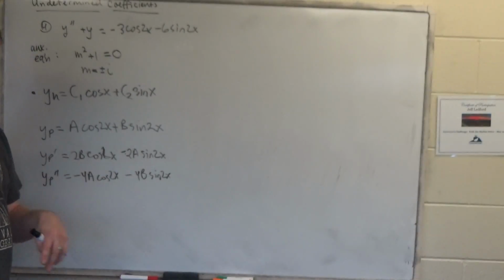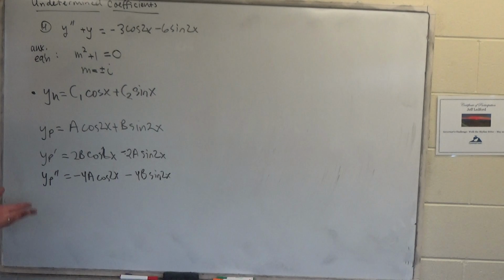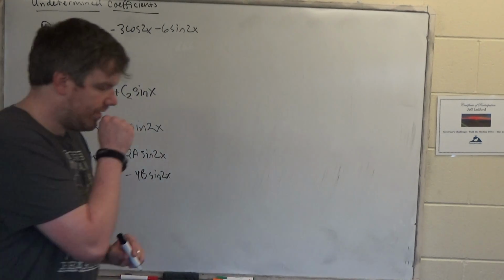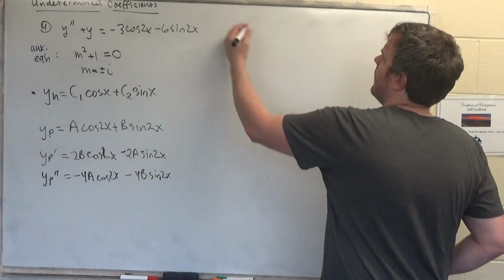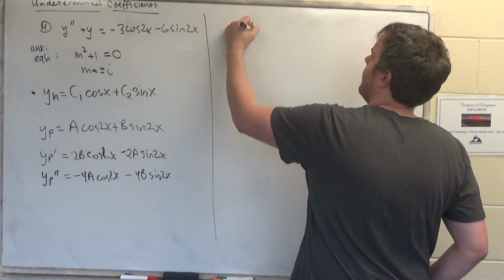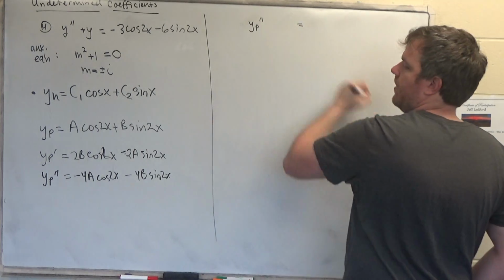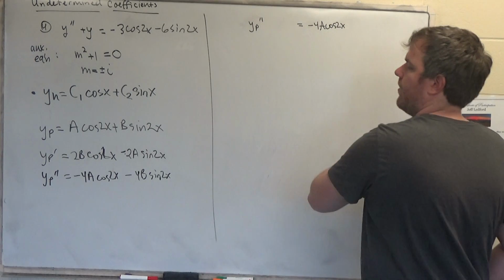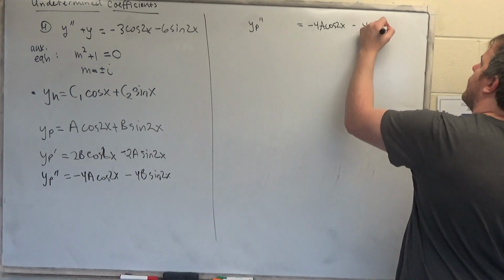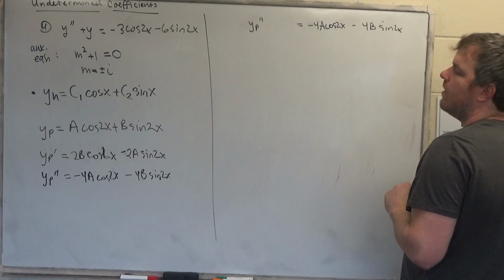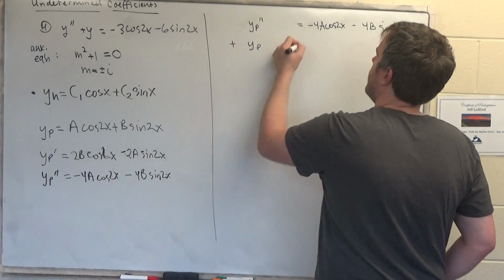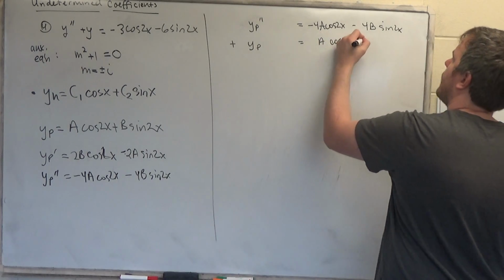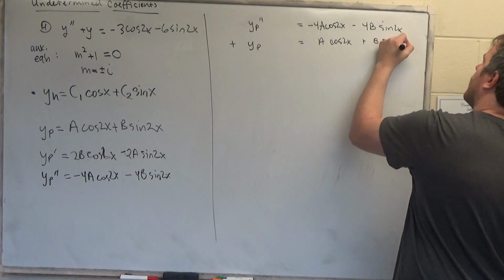And I've lined up the terms because I know I'm going to have to add them together, and it just looks nicer if you add them up in columns. Okay, so let's see. Just like before, Yp double prime is negative 4a cosine 2x minus 4b sine 2x plus yp, which is a cosine 2x plus b sine 2x.